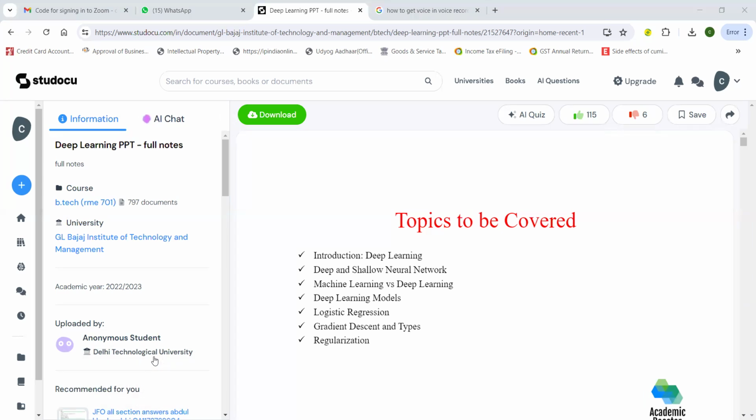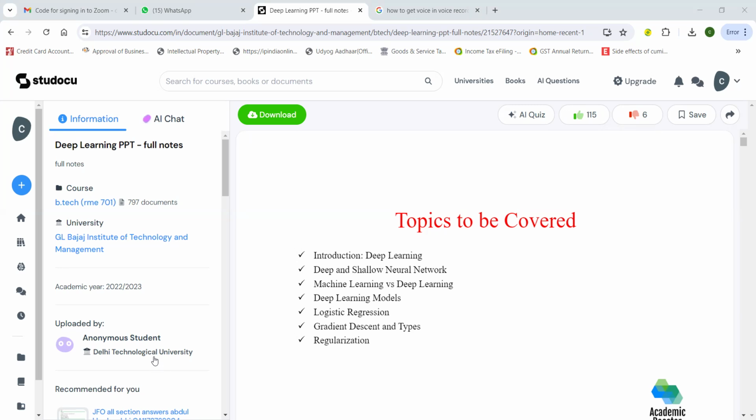Hello friends, today we are going to start with the topic: deep learning and its introduction. My paper topic is deep learning for today and tomorrow.